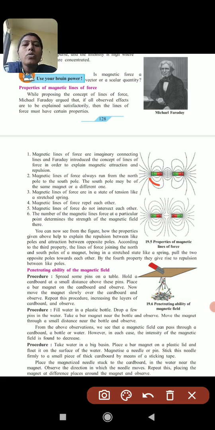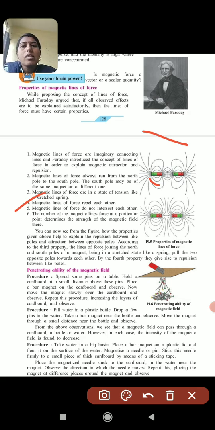The magnetic lines of force are in a state of tension, like stretched springs. You know how a spring works. Like this, there is tension in a stretched spring. The fourth property is that these lines repel each other, and the magnetic lines of force do not intersect. The number of magnetic lines of force at a particular point determines the strength of the magnetic field.